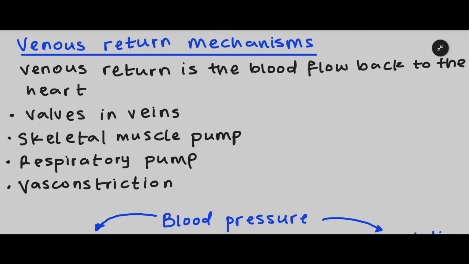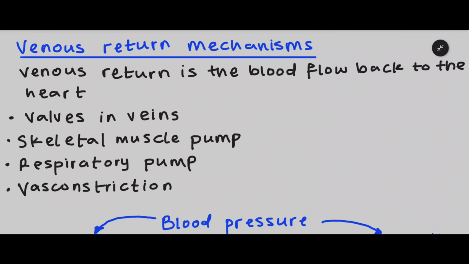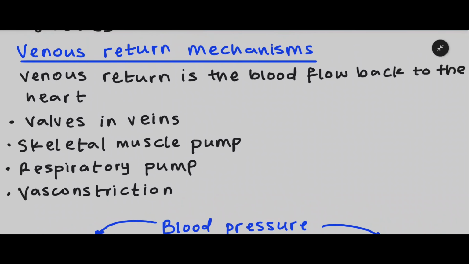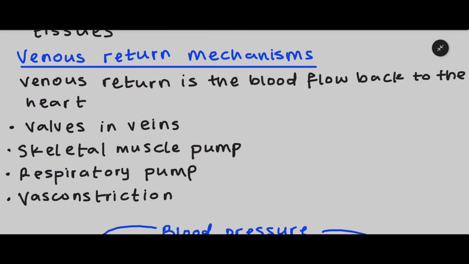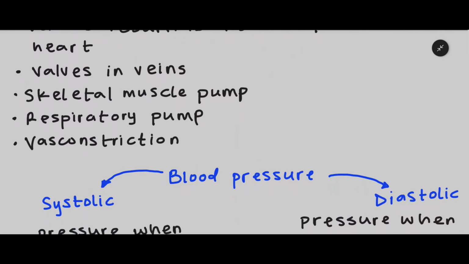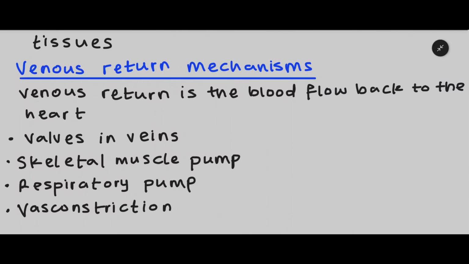Now let's talk about venous return. Venous return is simply the process of getting blood flow back to the heart. So these are the main mechanisms you need to know for venous return. We have valves, skeletal muscle pump, respiratory muscle pump, and vasoconstriction. So these are very straightforward.